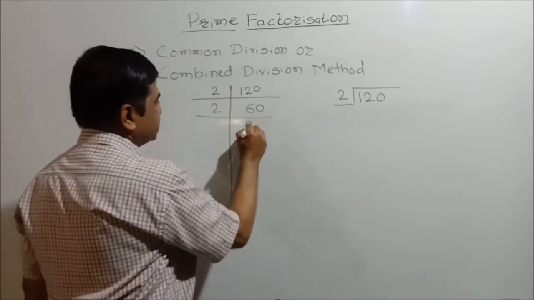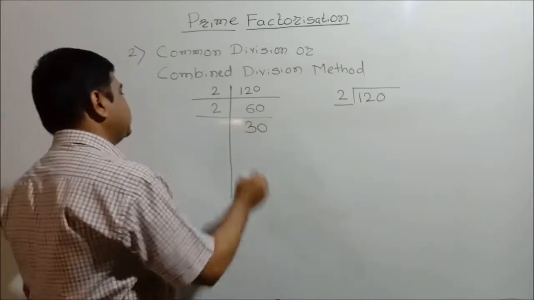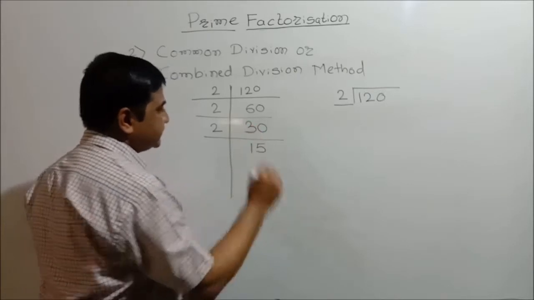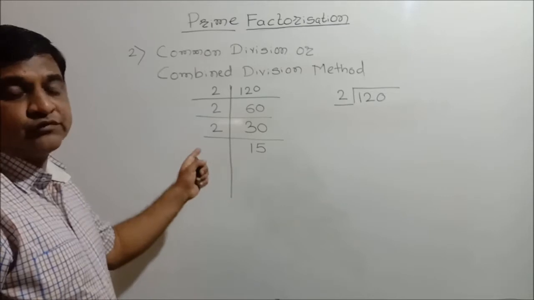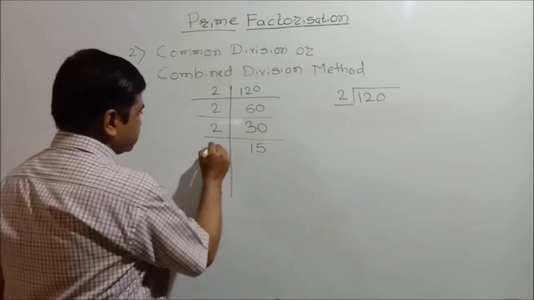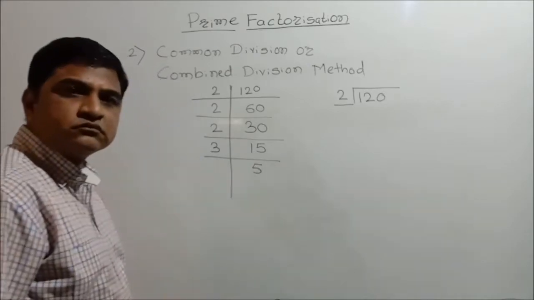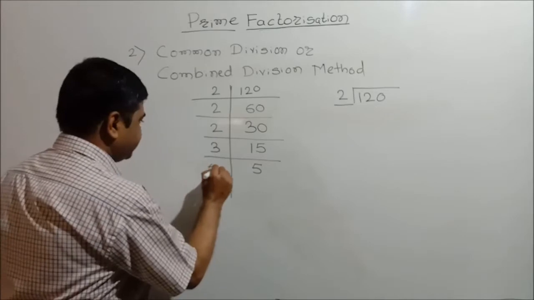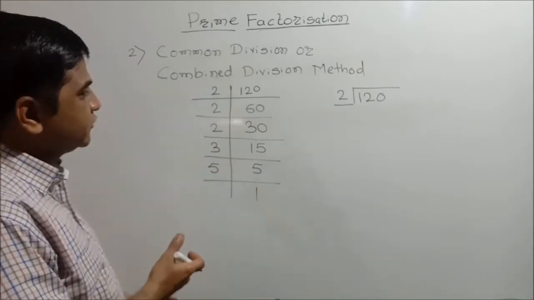We will get the quotient as 30. Well, 30 can be divided by 2, so again we are dividing 30 by 2, and we will get the quotient as 15. Now 15 cannot be divided by 2, so we will go for 3. Yes, 3 5s are 15. Now I got the quotient as 5. Now 5 can be divided by 5 itself. So 5 1s are 5. Stop here because now we got 1.